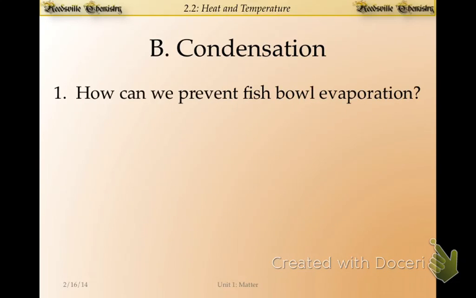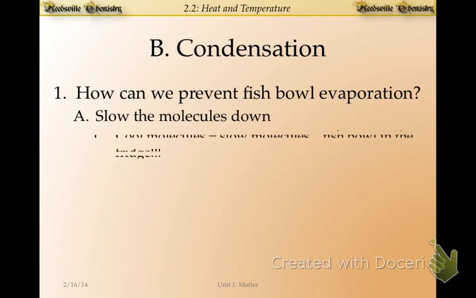Alright, now, let's look at the opposite of evaporation. How can we prevent it? How could we make the evaporation not occur? We don't like filling up our fishbowl all the time. We could slow the molecules down, right? We know that cool molecules equal slow molecules.